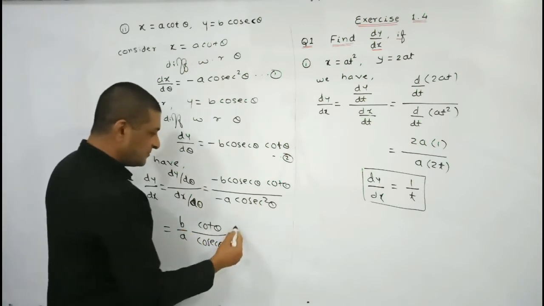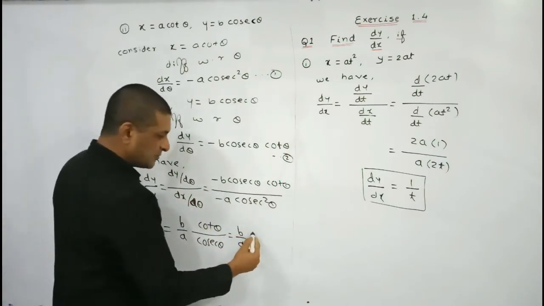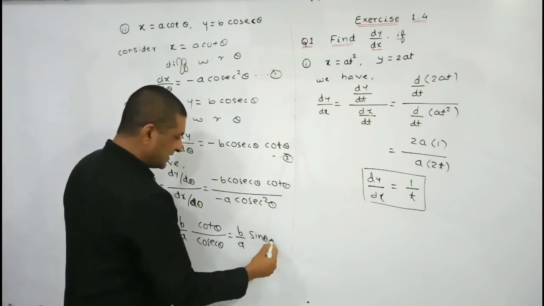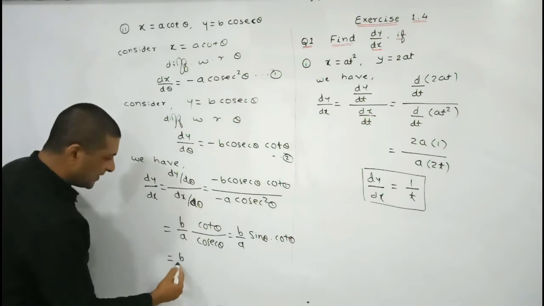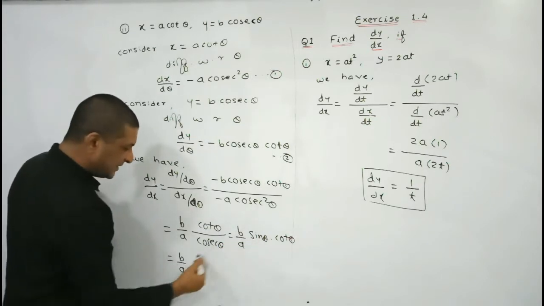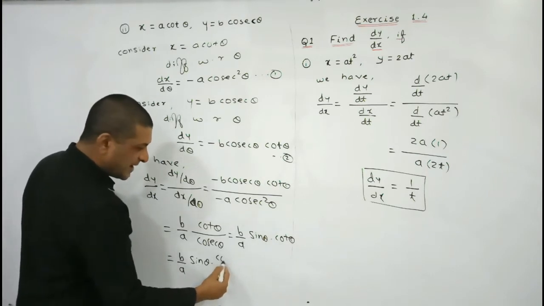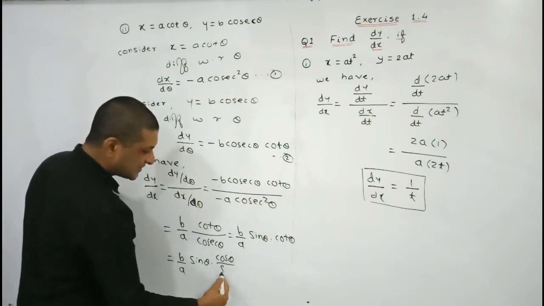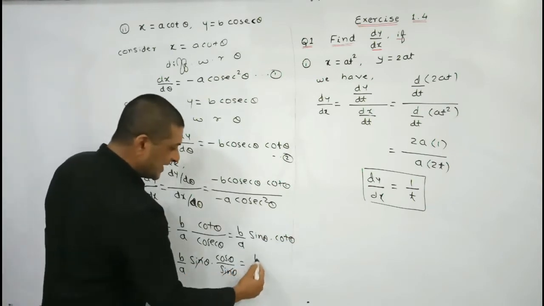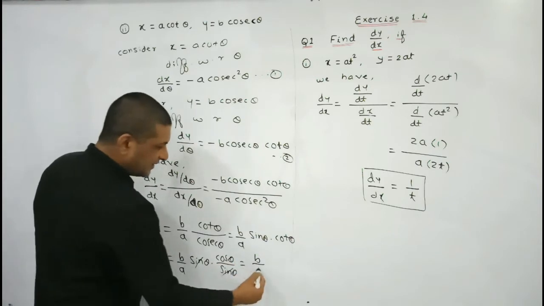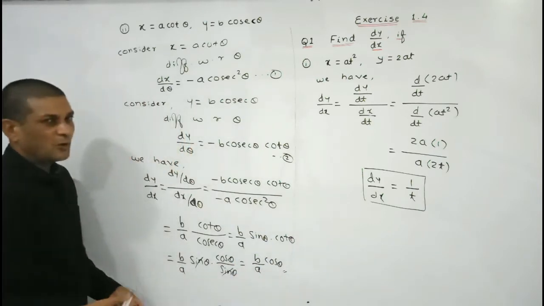So let us simplify it. b upon a, keep it as it is. What is the reciprocal of cosec? It will be equal to sin theta into cot theta. So this is equal to b upon a, keep it as it is, sin theta as it is. Cot can be replaced by what? Cos theta divided by sin theta. Here we can easily observe that sin and sin will get cancelled, and what result are we getting? b upon a into cos theta will be the derivative of the function.